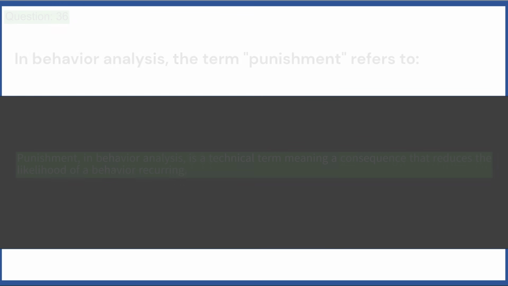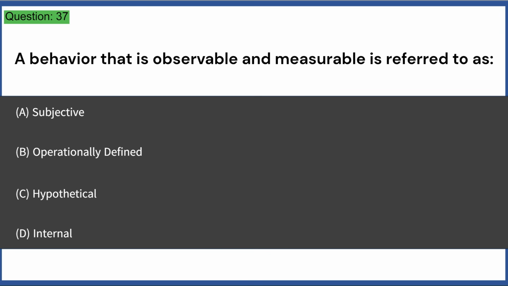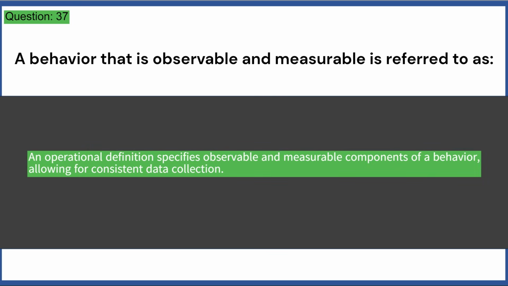A behavior that is observable and measurable is referred to as: A. Subjective. B. Operationally defined. C. Hypothetical. D. Internal. Answer: B. An operational definition specifies observable and measurable components of a behavior, allowing for consistent data collection.